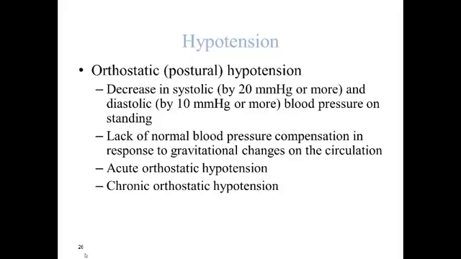And the American Autonomic Society and the American Academy of Neurology define orthostatic hypotension as a systolic blood pressure decrease of at least 20 millimeters of mercury or a diastolic blood pressure decrease of at least 10 millimeters of mercury within 3 minutes of standing up. And it can be characterized as arterial, venular, or mixed.